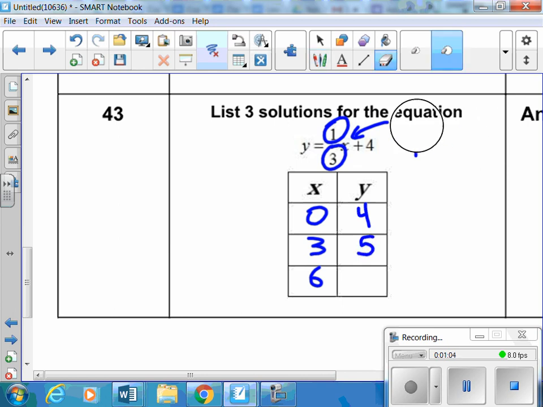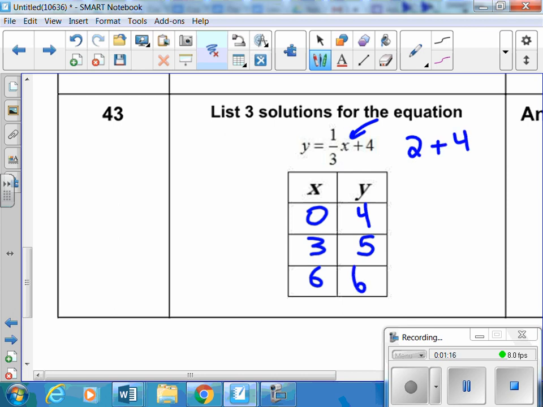Next number I plug in is 6. And we're going to plug it in here. 6 times 1 is 6. 6 divided by 3 is 2. So then 2 plus 4 would give us 6. So I believe I've completed my table.